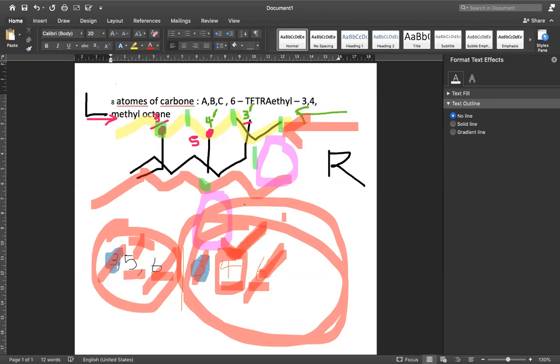If we had 4, tetra, ethyl, something like that. If we had 5, same thing. So we're going to have C, D. So say penta, ethyl. So are there any questions so far? Any questions?